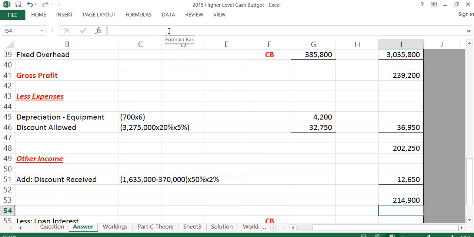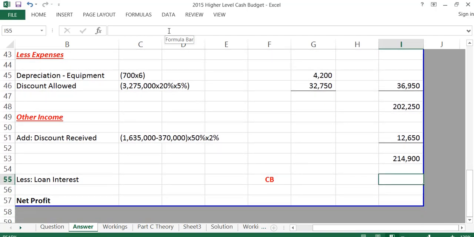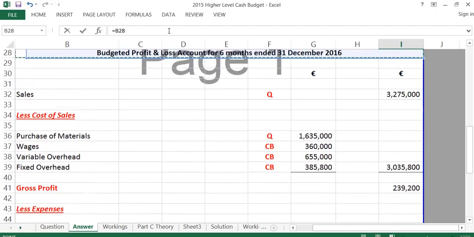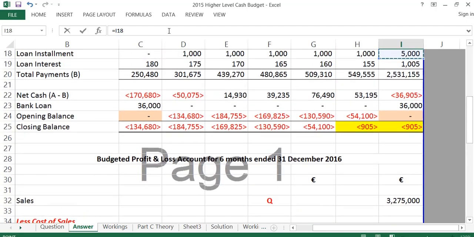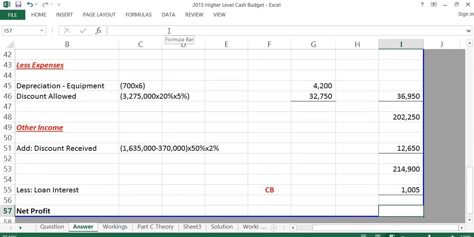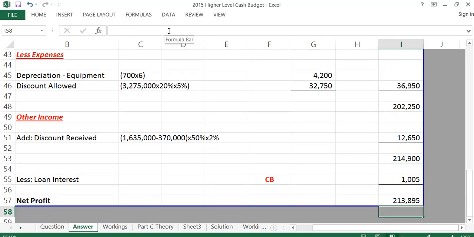And the last thing I have to do is to take away my interest. And again, my interest I'm just going to get from above here in the cash budget. My loan interest was 1,005. And that's going to reduce my profit. So I'm going to get my 214,900 minus my loan interest. Leaves me with a net profit of 213,895. And that's part B done, the budgeted P&L.